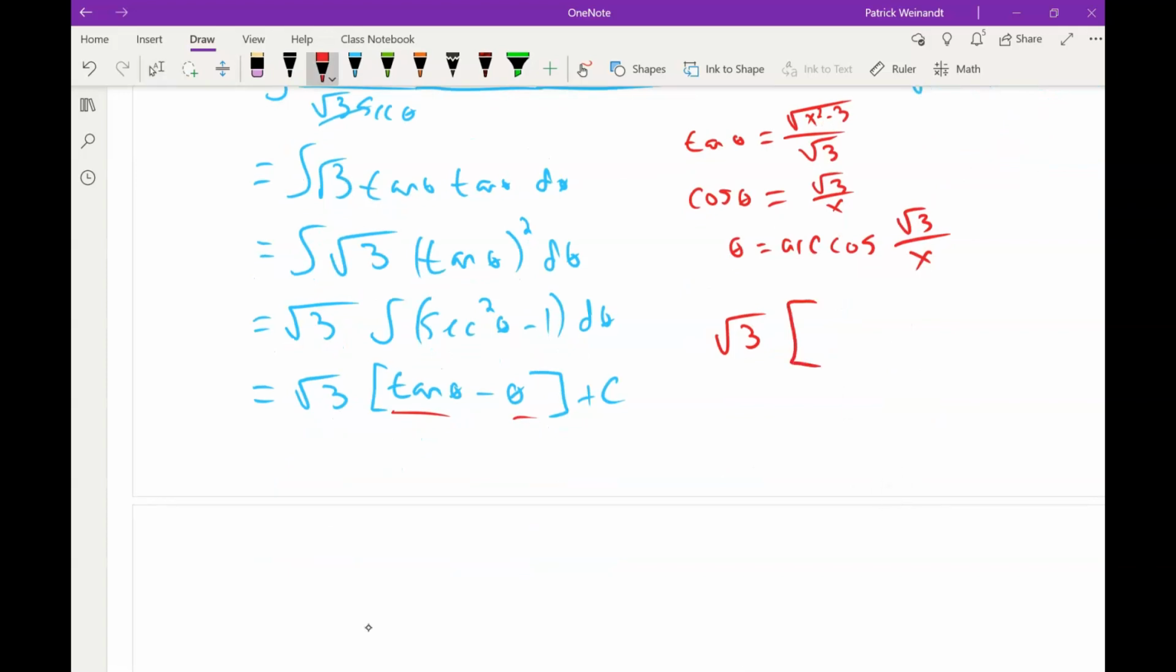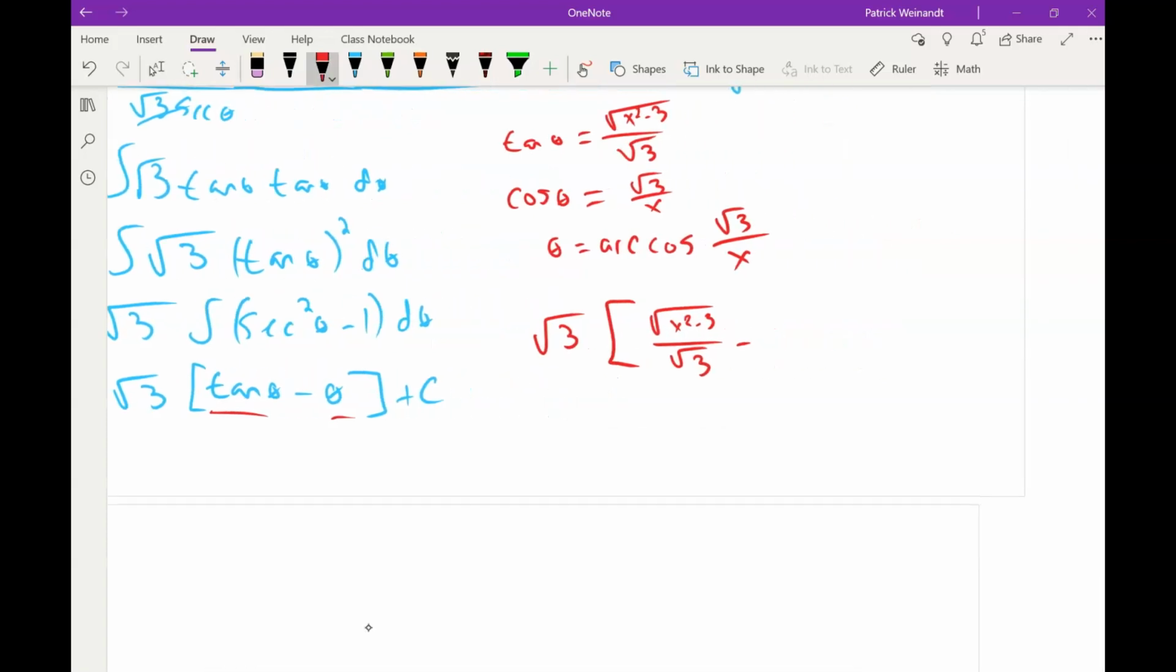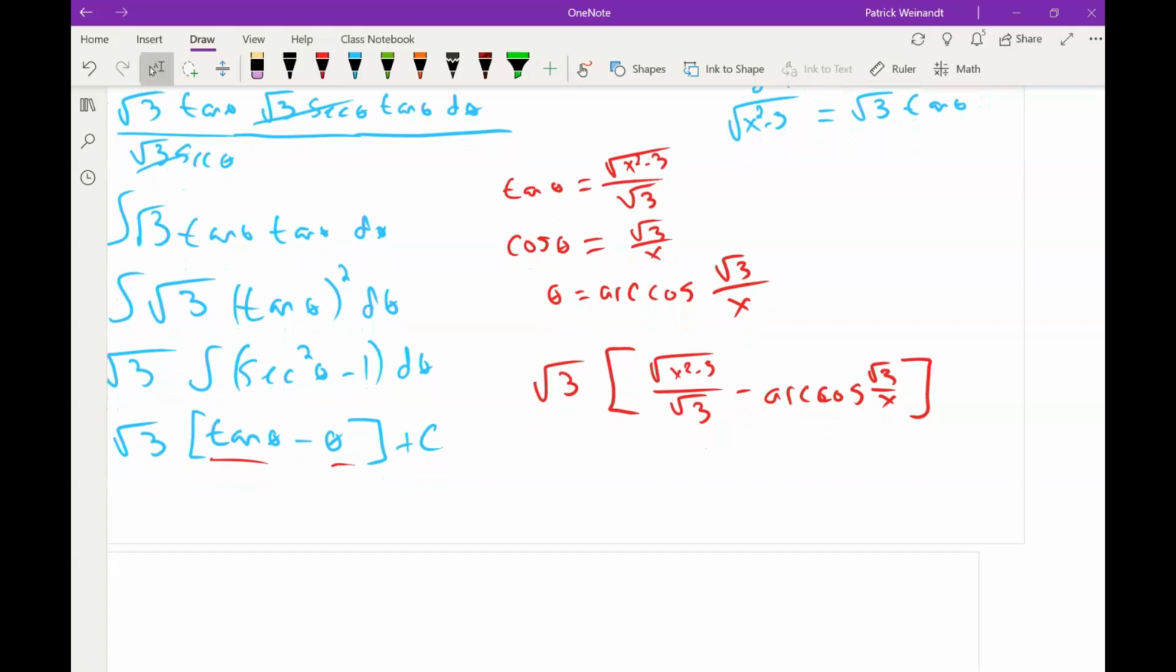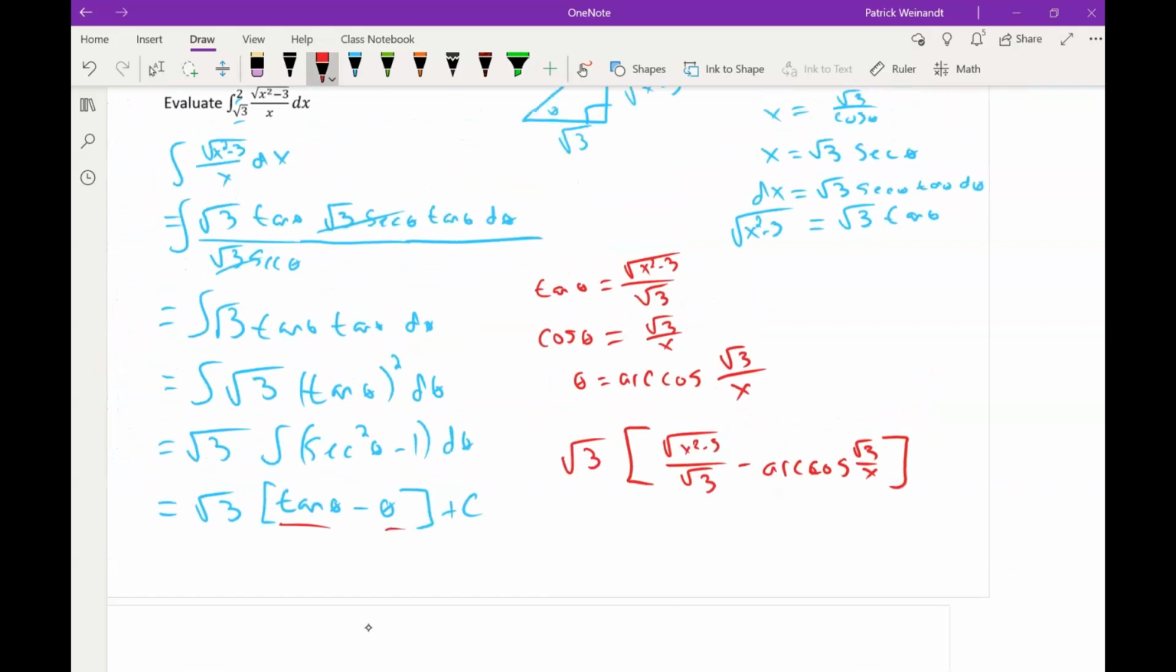So we're going to have the cube root of, well, tangent theta in terms of x, we know is the square root of x squared minus 3 over the root 3, minus theta, and we found theta to be arc cosine of root 3 over x. And since we have everything in terms of x, I guess I could write, and I should have written, that the integral from the square root of 3 to 2 of x squared minus 3, square root of that over x. I've been saying cube root, and I don't mean to. I mean to be saying the square root of 3 times dx. Well, that's equal to this. And I'm going to move this so it's not so clumped together.